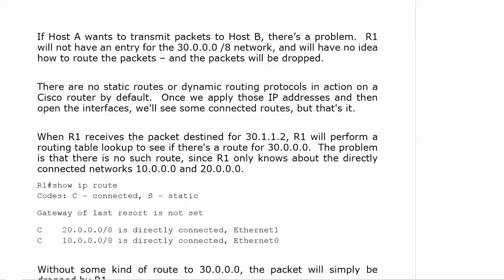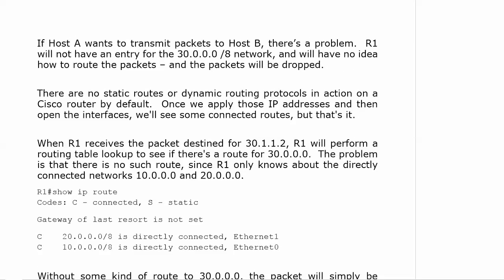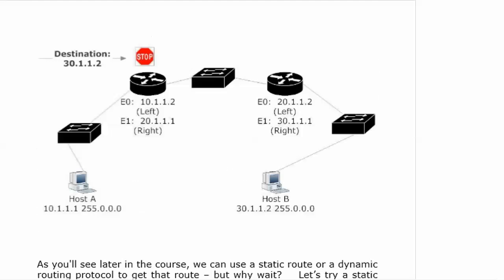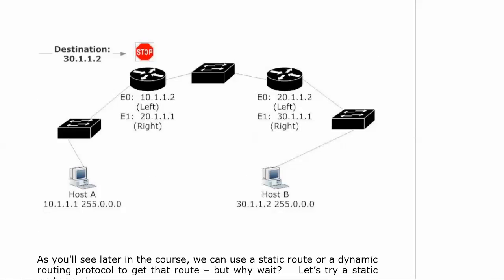So here is the routing table for router 1 at that point. It receives the packet for 31.1.2, does a lookup, and says, I have no idea what to do with these. And with no route to 30.0.0.0 and no default gateway set on the router, the packet would simply be dropped. That's exactly what's going to happen. And obviously that's not the kind of thing we want to have happen.